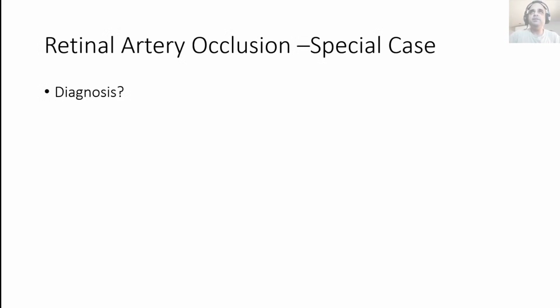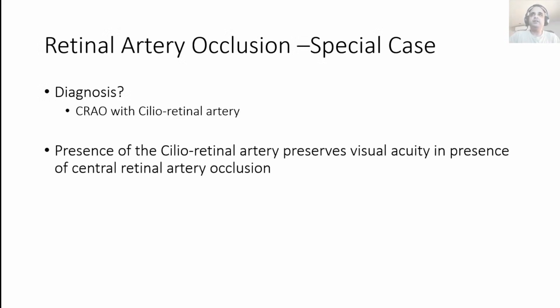If you were a betting person and you said cilio-retinal artery, you would be right and you would have won something by now. The vision is 6/6 simply because of the presence of cilio-retinal artery. And we talked about cilio-retinal artery. I'm sorry, I was covering my face.